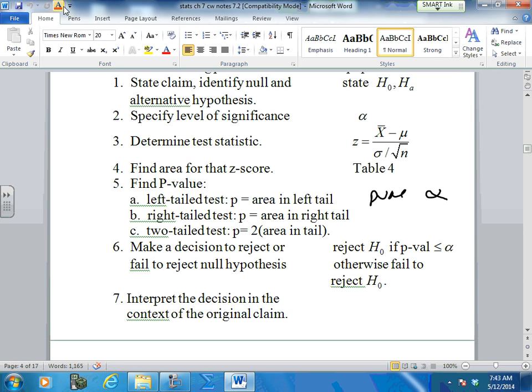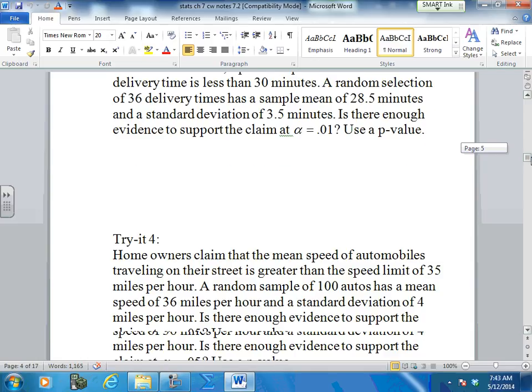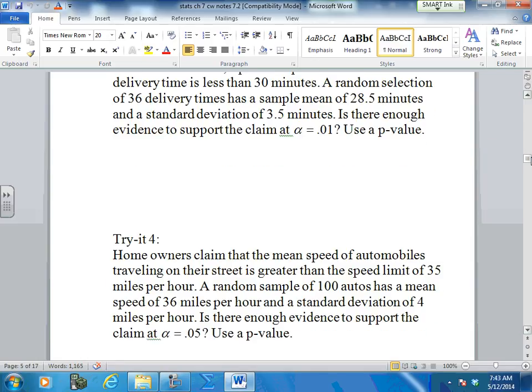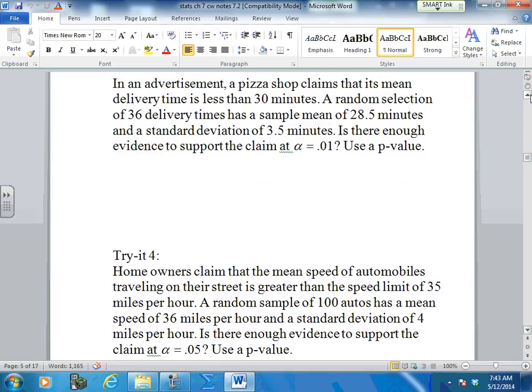So let's try another one together. We did a couple of them Friday, which I think kind of helps when we finally get these all together. Okay, so I'm on page 350. In an advertisement, a pizza shop claims, here's your pizza shop, that its mean delivery time is less than 30 minutes. Fill your information out.